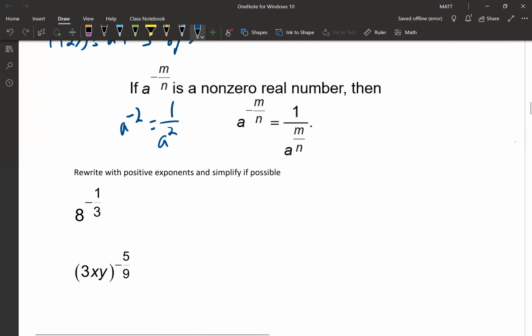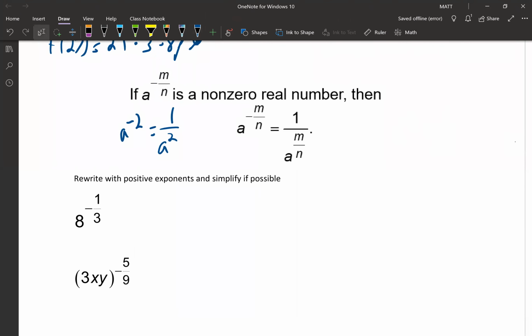Okay, so for the first example, I have 8 to the negative 1/3 power. That's the same thing as saying I have 1 over 8 to the 1/3 power. And 8 to the 1/3 power is the same thing as the cube root of 8, and the cube root of 8 is 2. So this should be 1/2.